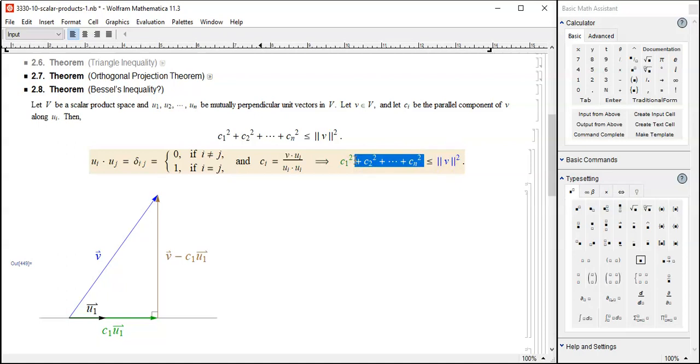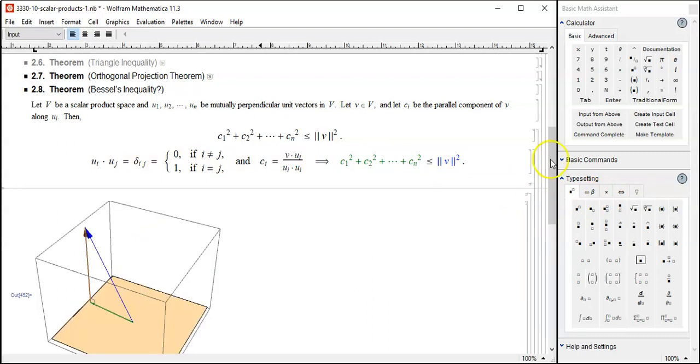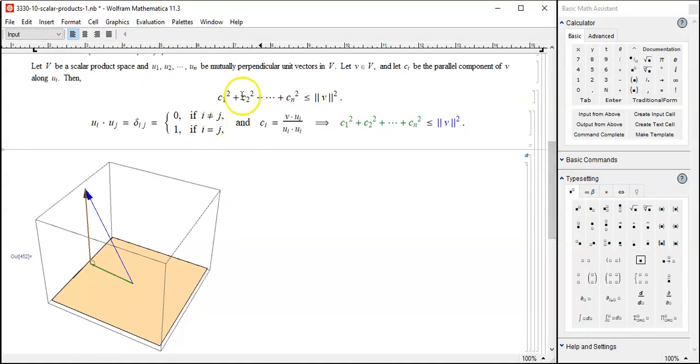You may think it's a bit too simple. So let's go one step further, just one step further, that is 3D. And here we go. So we have C1 and so we have U1 and U2. So we have C1 and C2.